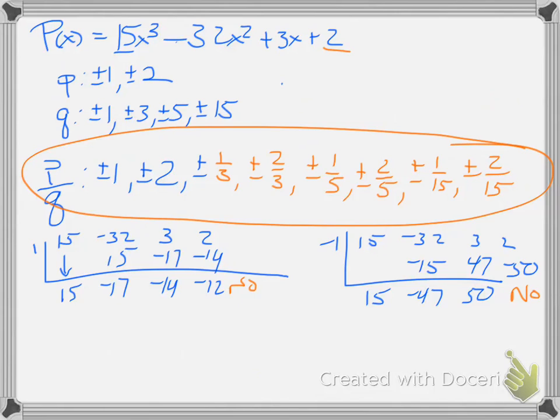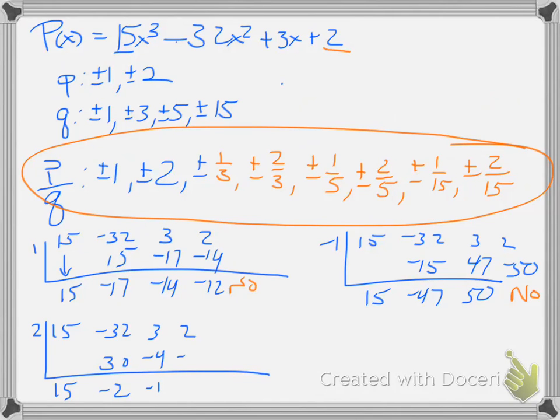I'm going to try to stay on this page. Positive 2, 15, 30, negative 2, negative 4, negative 1, negative 2, and positive 2 does work. So what I have left is 15x squared minus 2x minus 1. And what I can do, now that it's a quadratic, I don't need to keep going.